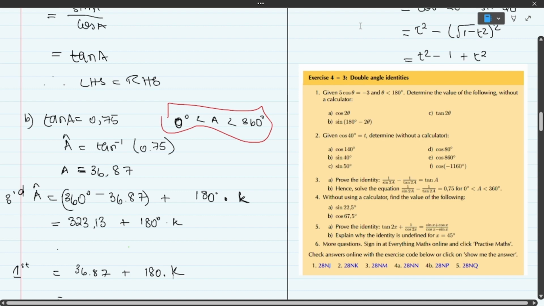Okay, so guys, please note that on the right hand side I have questions, and on my left hand side I'm going to be demonstrating for you the answers.